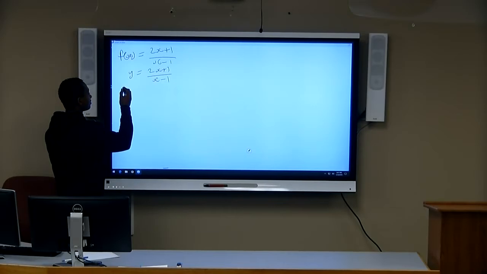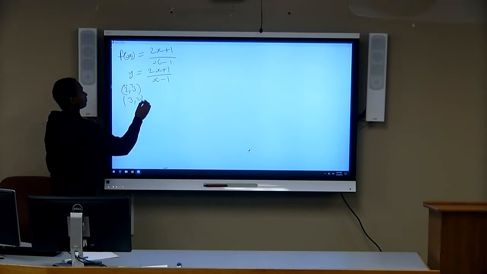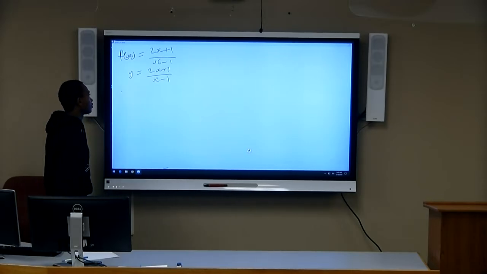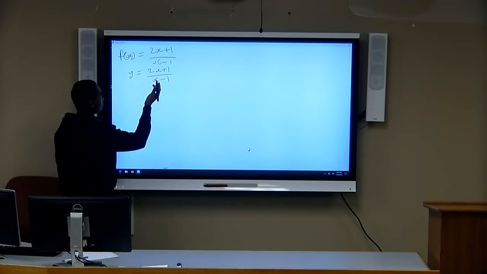Remember what we did in the other pairs, when we got 2 and 3, to find the inverse, we just switched. We assumed this one was x and this one was y, so we just switched. 3, 2 was going to be the inverse, like what we did earlier. So we're going to apply the same technique here. We're going to switch x with y to find the inverse, and we solve for y. That's going to be our function.